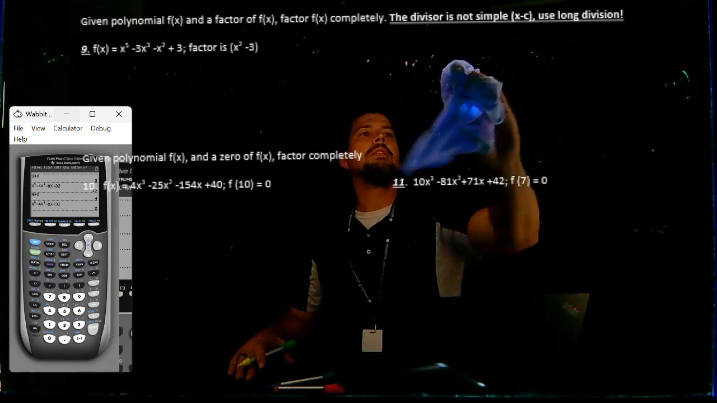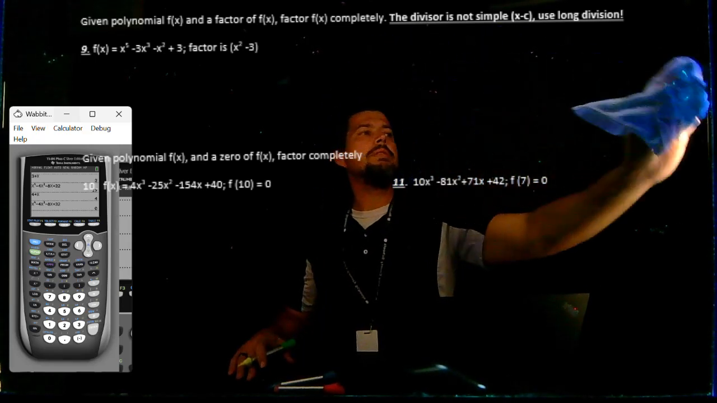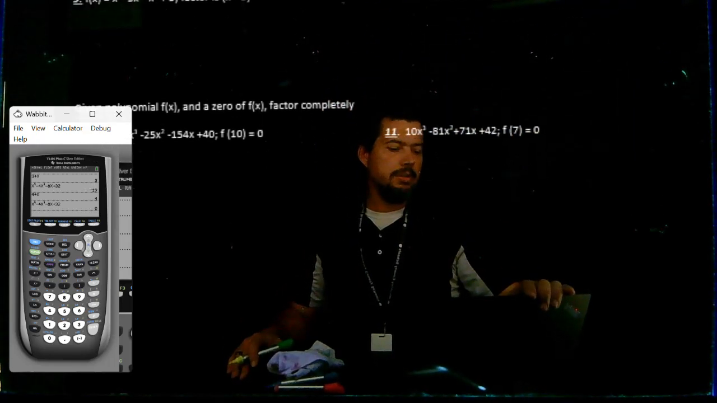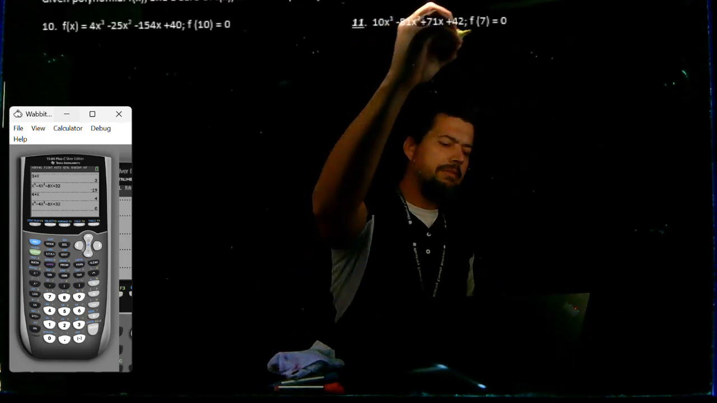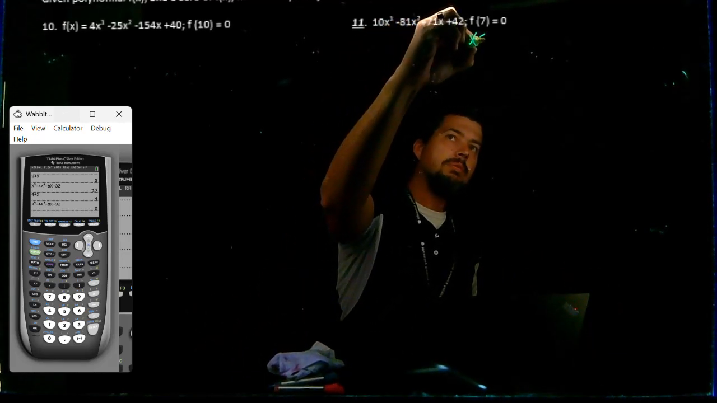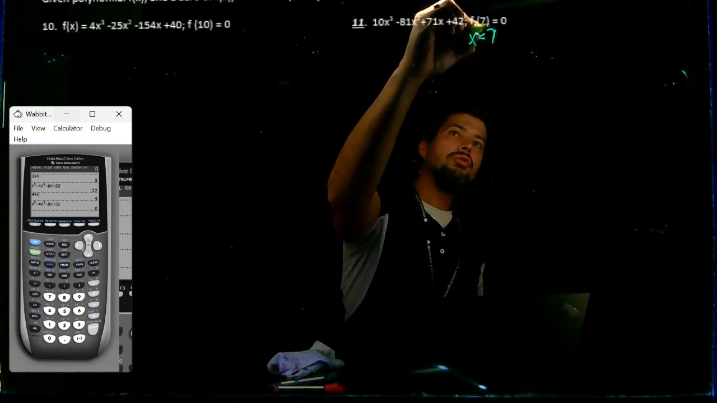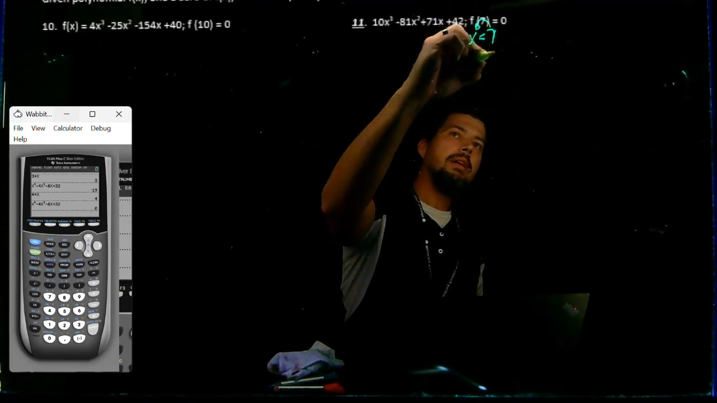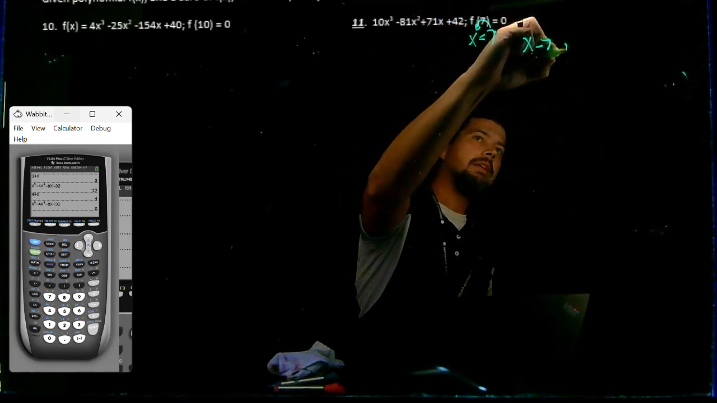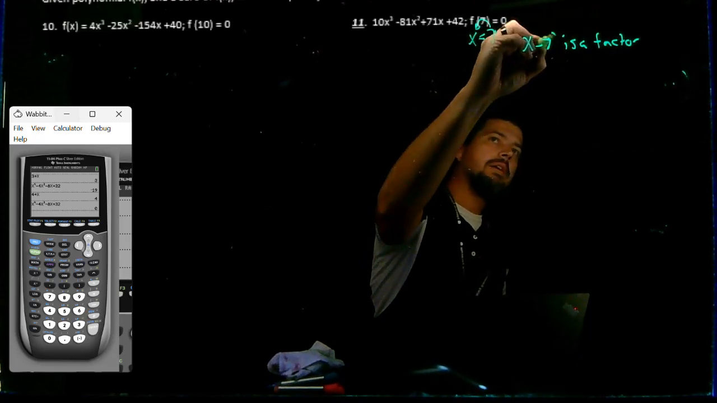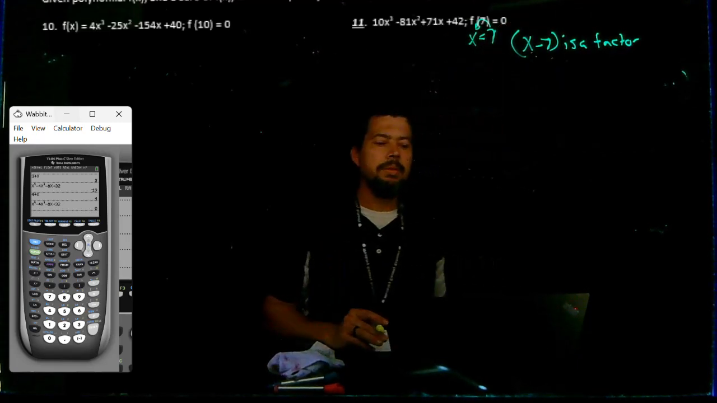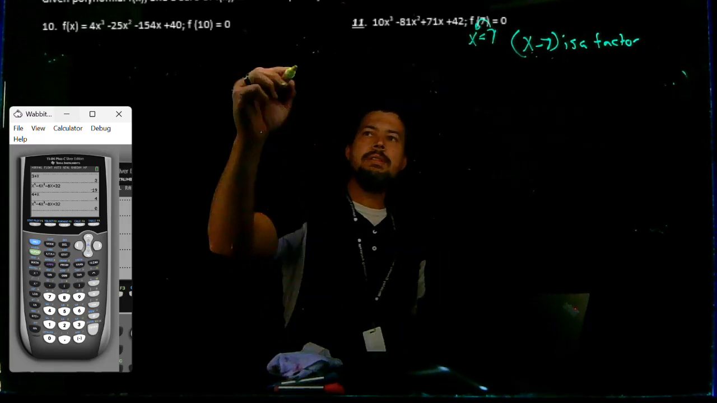That's the thing I've noticed y'all are misunderstanding. It's good old function notation. And I don't know why. It's so easy. f of 7 being 0 says x equals 7. Shift it left. x minus 7 is a factor. This is not rocket science. This is factoring 101. Now, since x is 7, that's the guy we're going to divide out.